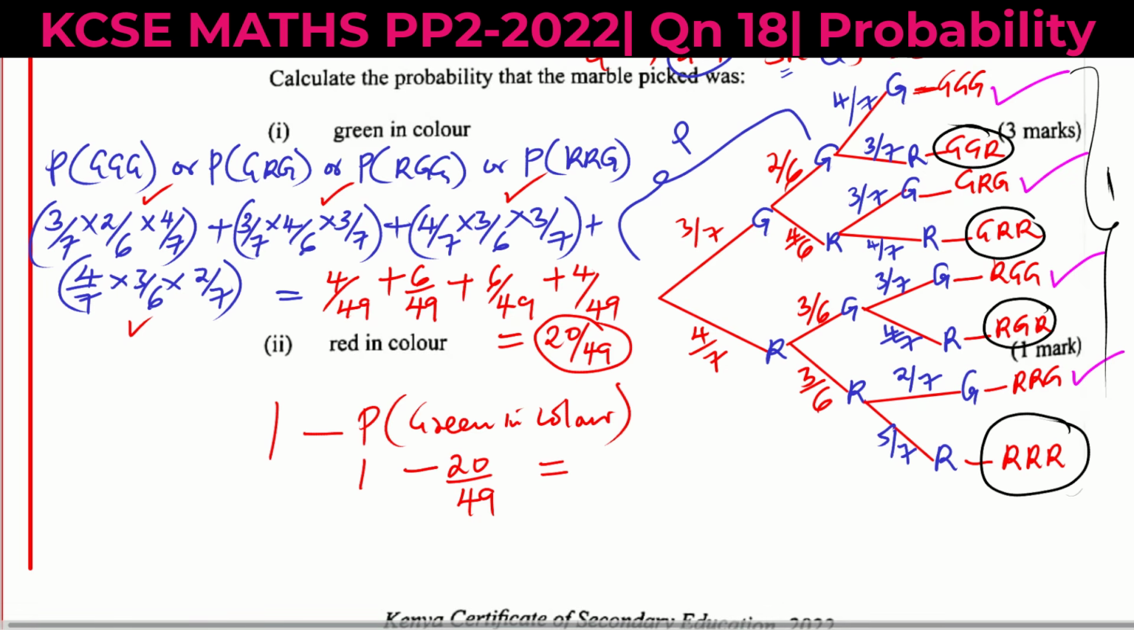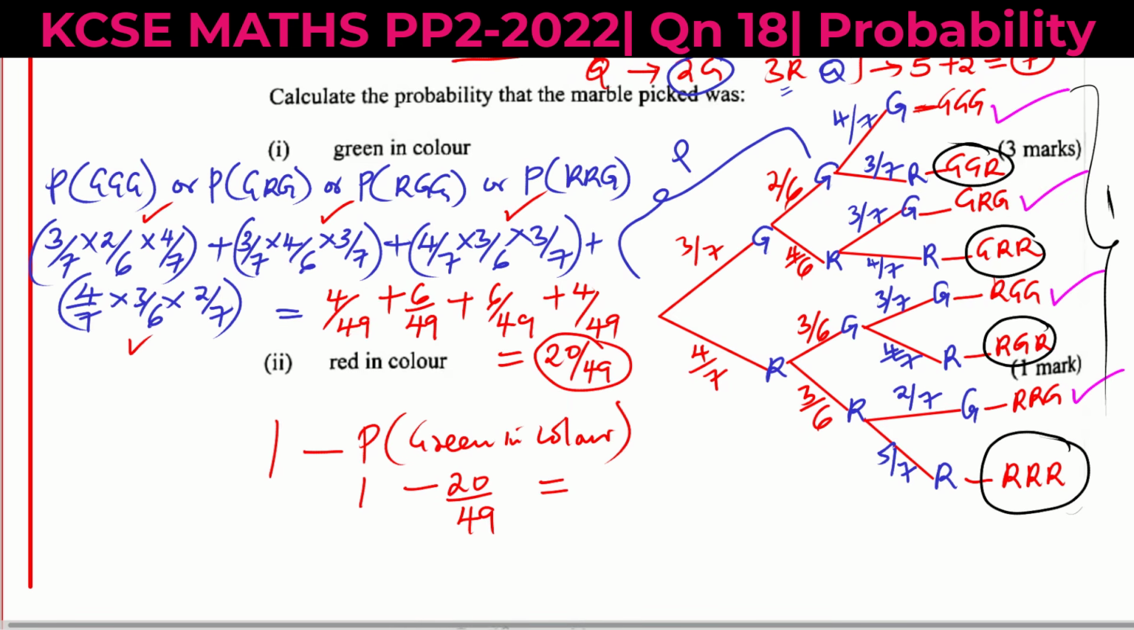So that is how easy it is. Since we know that the sum of the probability of all these outcomes is 1, so 1 subtract 20 over 49, this will give 29 over 49. And that is how you're supposed to work out that question.